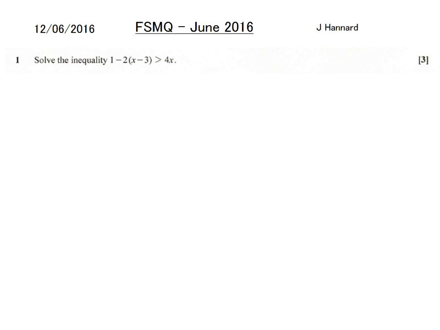Question 1. Solve the inequality 1 minus 2 brackets x minus 3 is greater than 4x. Well, what you do there first is expand the bracket. Be careful of your double negative here, because minus 2 times minus 3 turns into a plus 6. So you end up with that. Rearranging, you end up with 7 is greater than 6x. Therefore, x must be less than 7 over 6. So a nice easy 3 marks to start you off.